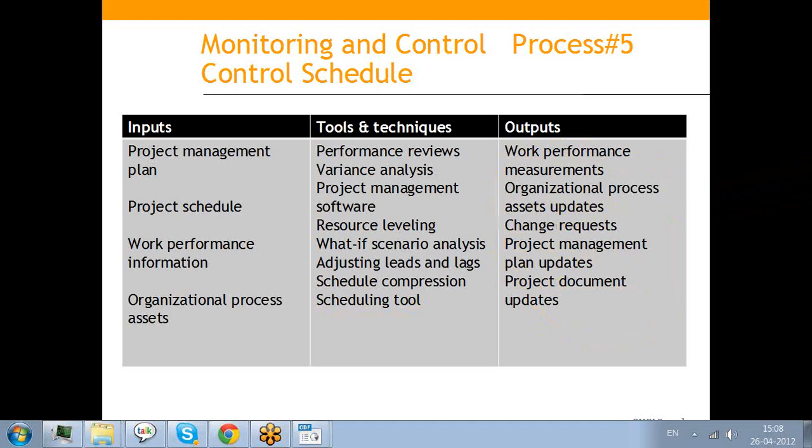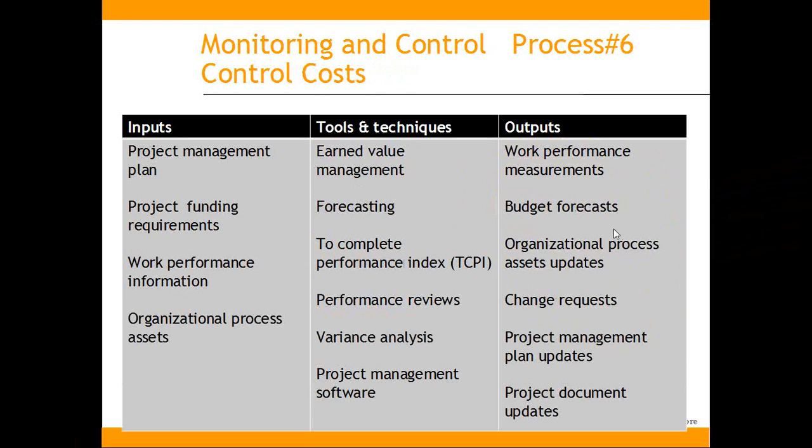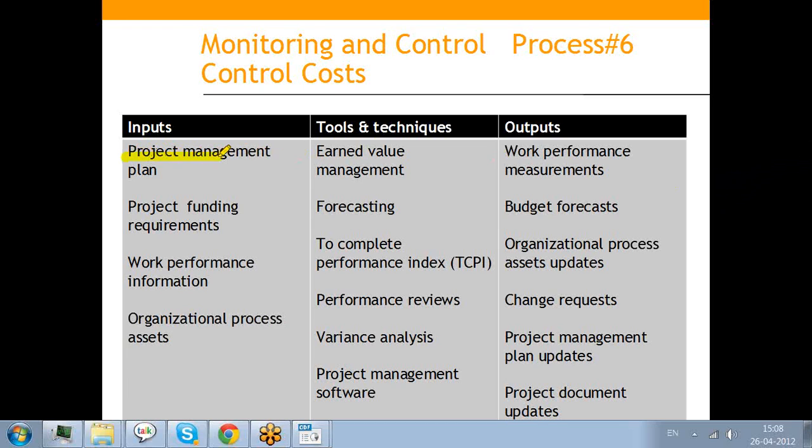Then the next process is control costs, process number 6. Again, on the input side, we are talking about the project management plan, project funding requirements, work performance information, and organizational process assets. Earned value management is the tool and technique which we discussed, and a separate video of this is also uploaded on YouTube.